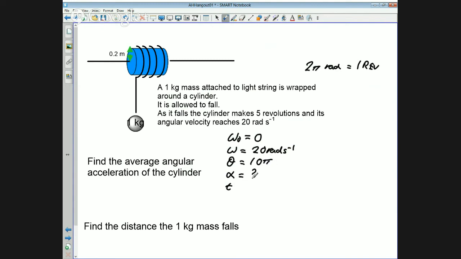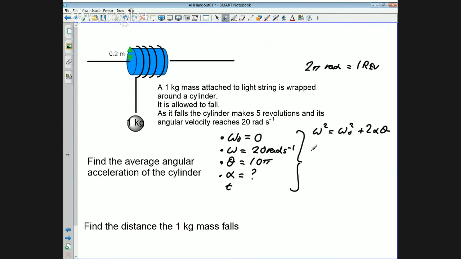And this is what we're after, the angular acceleration. We don't know anything about the time in this particular case. So we've got omega naught, omega, theta the angular displacement, and we've got the angular acceleration alpha to find. Just think of the linear equivalent of that, and I would go and check the data book, and that's the one you would go for: omega squared equals omega naught squared plus 2 alpha theta.